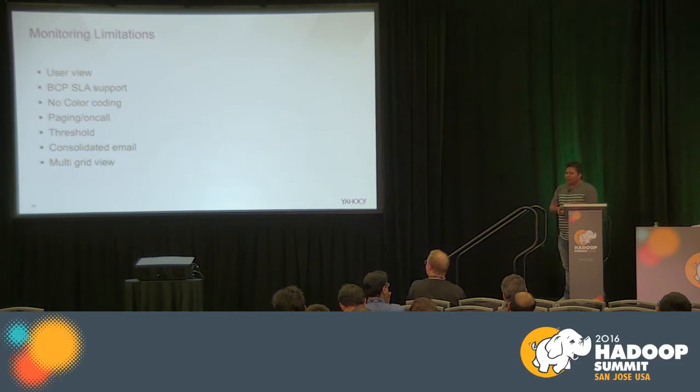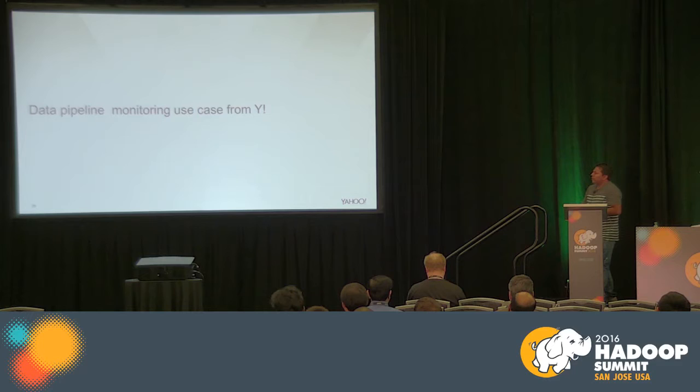There is no color coding. It doesn't say what is failed, what is succeeded by indicating a color. There is no support for paging on call. If something has failed, it can't be paged. It doesn't support threshold. Suppose I want to only get notified if X number of consecutive failures are there, not just one. There is also no option to send a consolidated email, like I want to get a daily mail with the number of failures. And Oozie runs on multiple grids. There is no one UI where we can show all the jobs for all the grids.